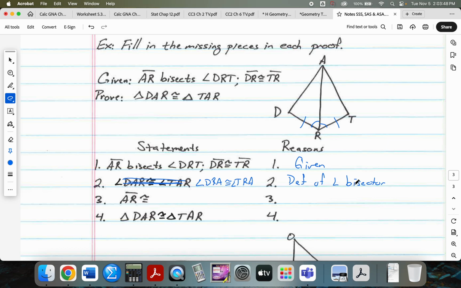Then what is segment AR congruent to? It has a blank here. Yeah, it's congruent to itself. That's where they're stuck together. Anybody remember what that's called? Yeah, it's the reflexive property.